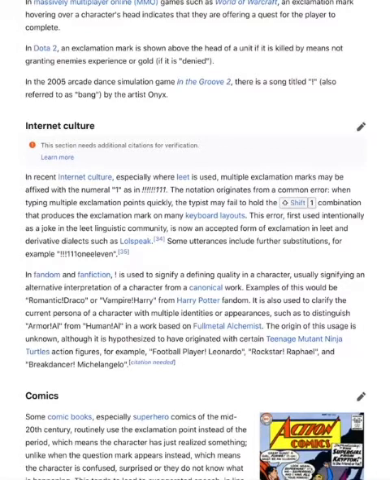In the 2005 arcade dance simulation game In the Groove 2, there is a song titled Exclamation Mark, also referred to as Bang, by the artist Onyx.